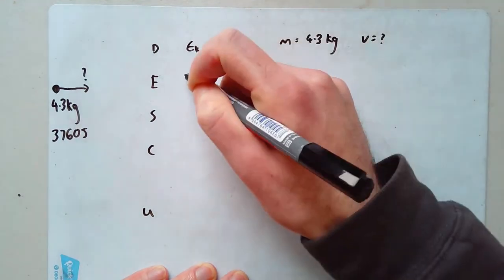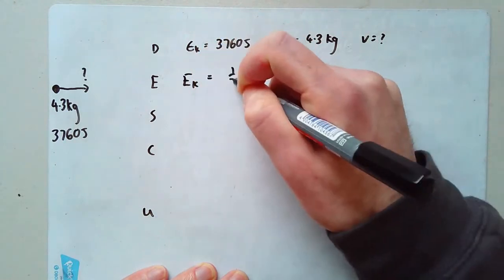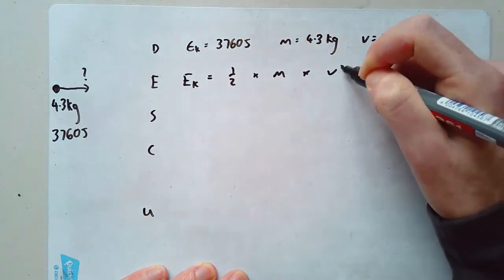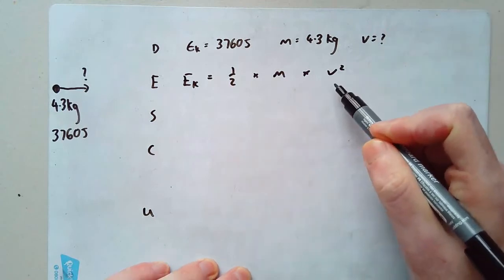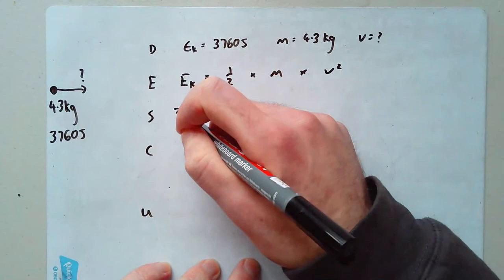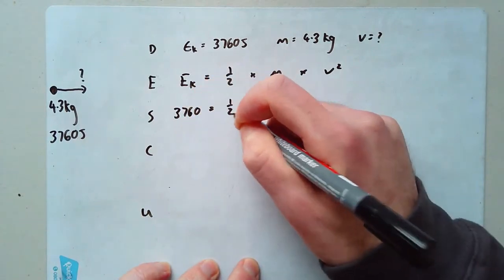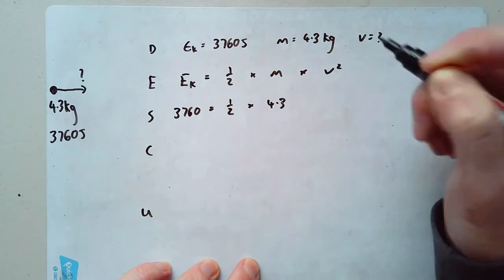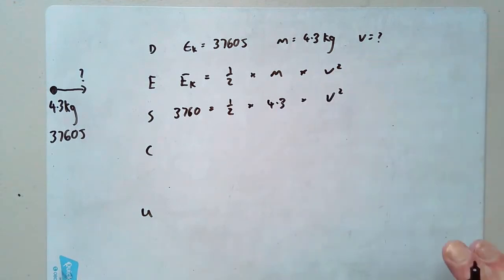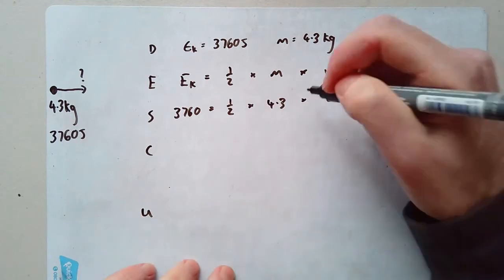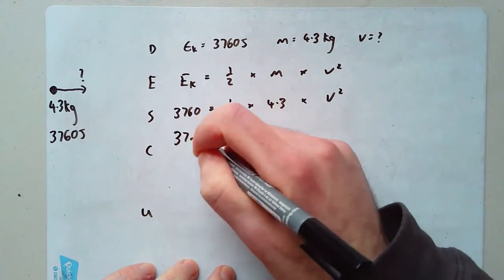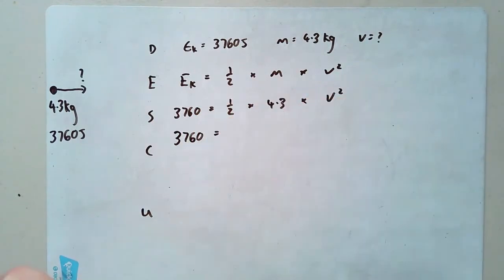Something I should have made clear before, by the way, is that V is a little v, it's lowercase. Substitute: 3760 equals a half times 4.3 times V squared. Alright, now this looks a bit more complicated than we've done before. The first thing is always to just do what's easy when you look at it. So what's easy here? Half times 4.3. That's pretty easy. So 3760 equals a half times 4.3, which I'll do in my calculator, which gives me 2.15 times V squared.